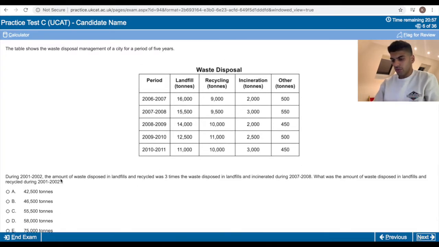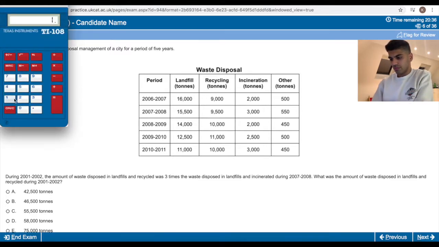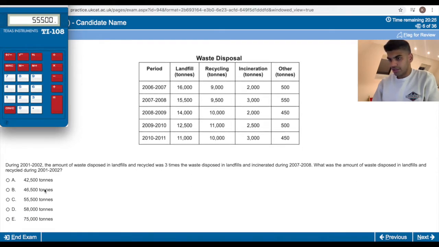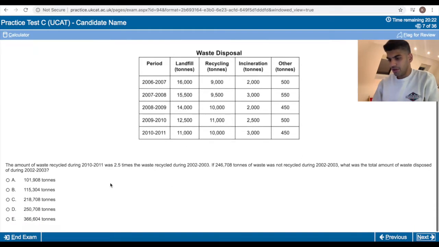Okay. During 01-02, which is not on here, the amount of waste disposed in landfills and recycled was three times the waste disposed in landfills and incinerated in 07-08. So the amount in 07-08 for landfills and incinerated is 18,500. If you times that by 3, 18,500 times 3, so that's the amount landfills and recycled, okay. So that's 55,500, okay.